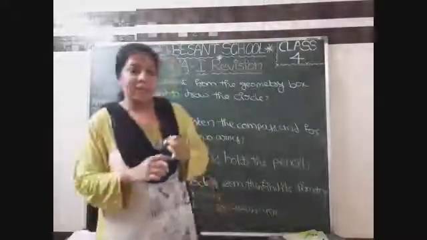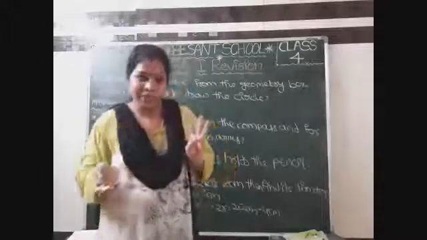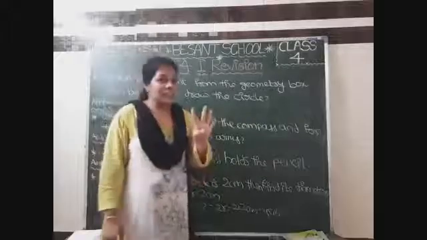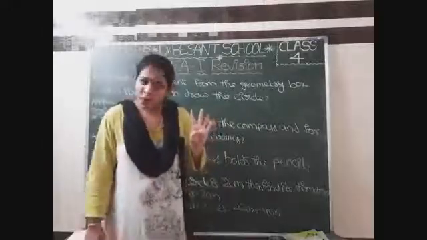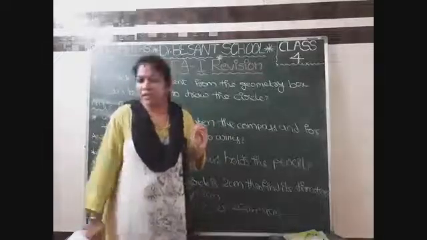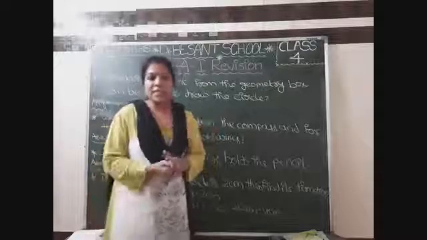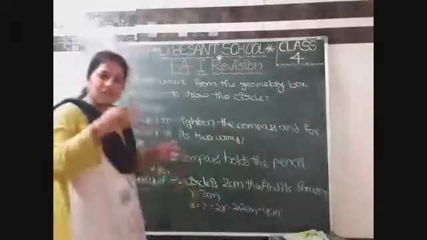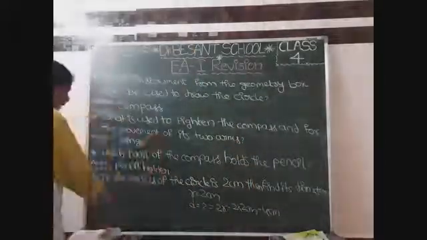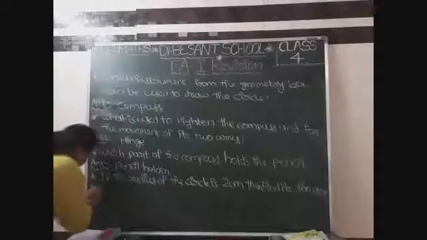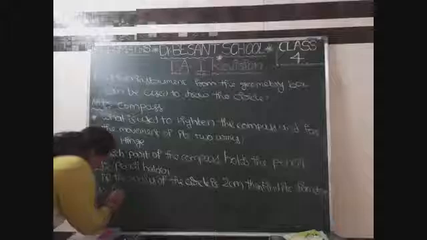Very good. If the radius value is 3 centimeters, what will be the diameter value? 2 3s are 6 centimeters. If the radius value is 4 centimeters, what will be the diameter value? 2 4s are 8 centimeters. If the radius value is 5 centimeters, what will be the diameter value? 2 5s are 10 centimeters. If you know the 2 table, you can calculate the diameter value very easily. Multiplication with 2 only. Radius is 2 centimeters, the diameter value is 4 centimeters.